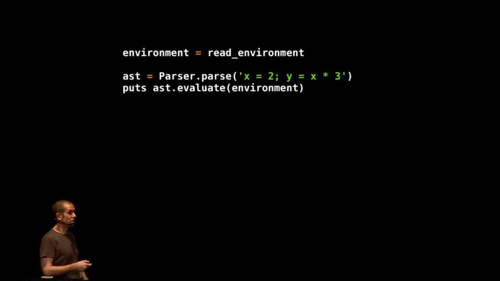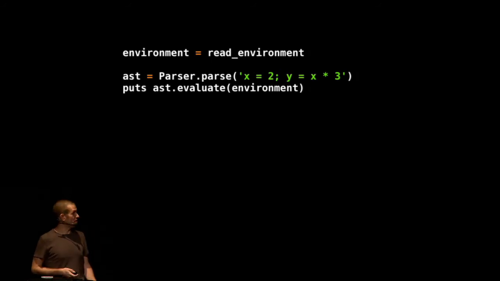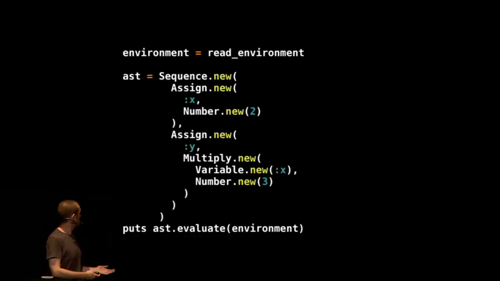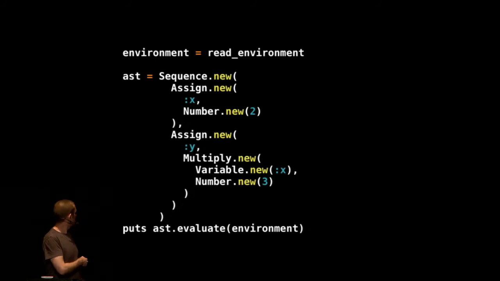But the parser would also be available at partial evaluation time, because that's just part of the interpreter, so we'd be able to do that speculatively and actually come up with the abstract syntax tree of the program during partial evaluation. And then what we end up doing is calling evaluate on the root node of that abstract syntax tree.